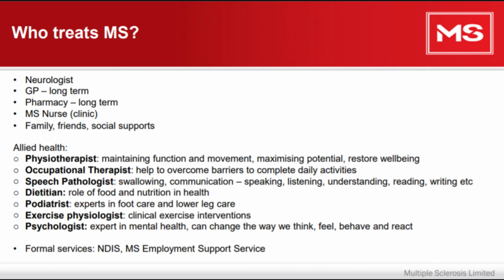And then there's an allied health team. There are a number of different allied health professionals, and what they do. A physiotherapist is quite often quite obvious. They're maintaining function and movement for you as best as possible, maximising your potential. An occupational therapist will come up with strategies to help overcome barriers to completing daily activities, and that might be work. They might help to keep you in work if that's important to you.